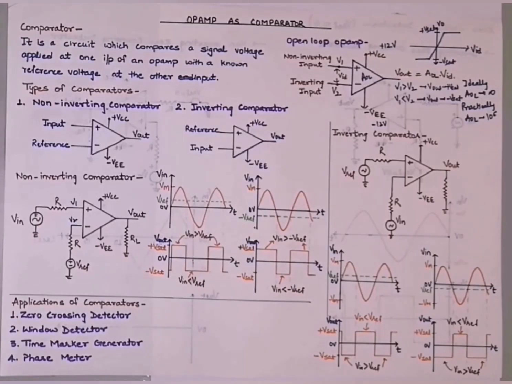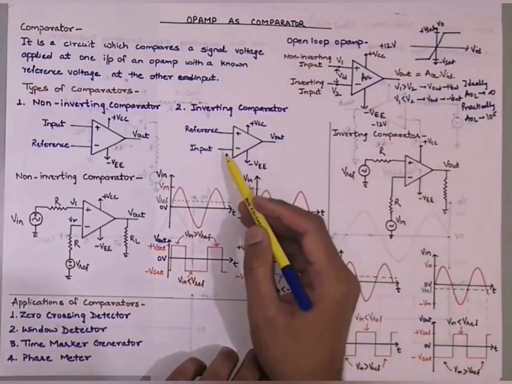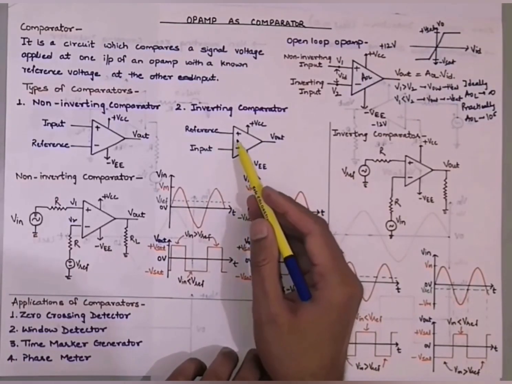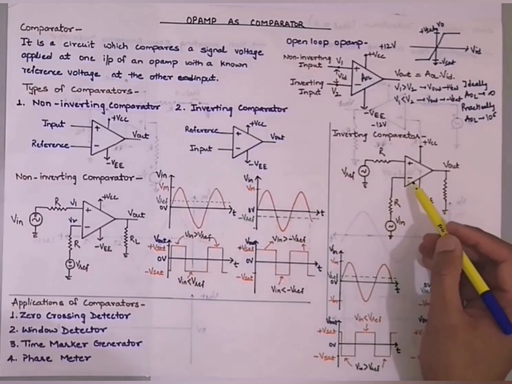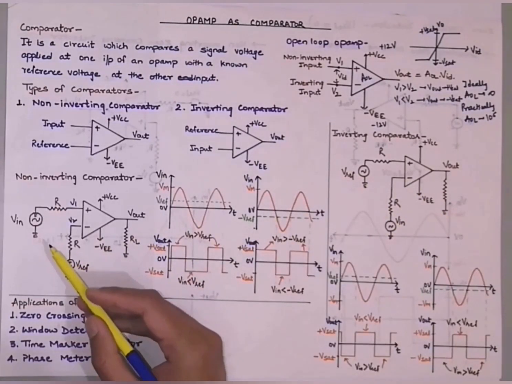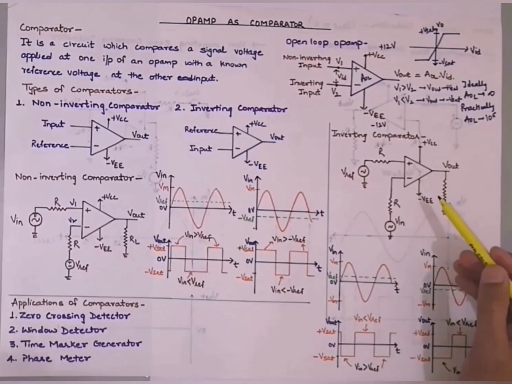Second configuration is the inverting configuration. In the inverting configuration, my input will be applied to the inverting terminal and the reference signal will be applied to the non-inverting terminal. So similarly as I have discussed in the non-inverting configuration, the same circuit I am discussing in the inverting, but the inputs now have been reversed.